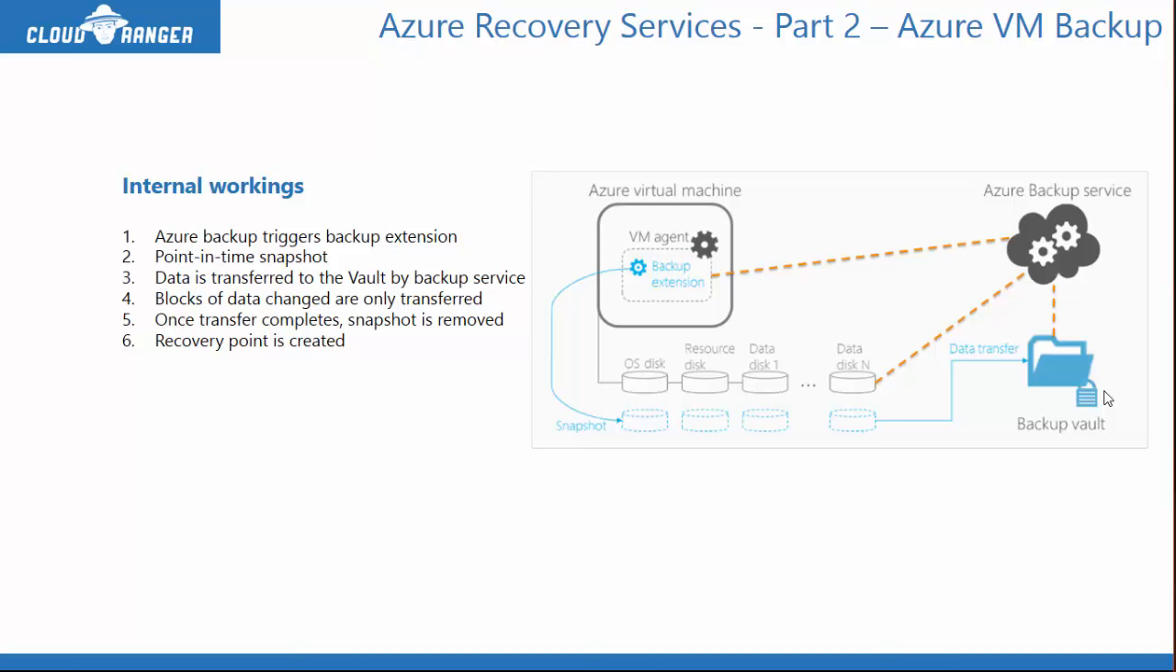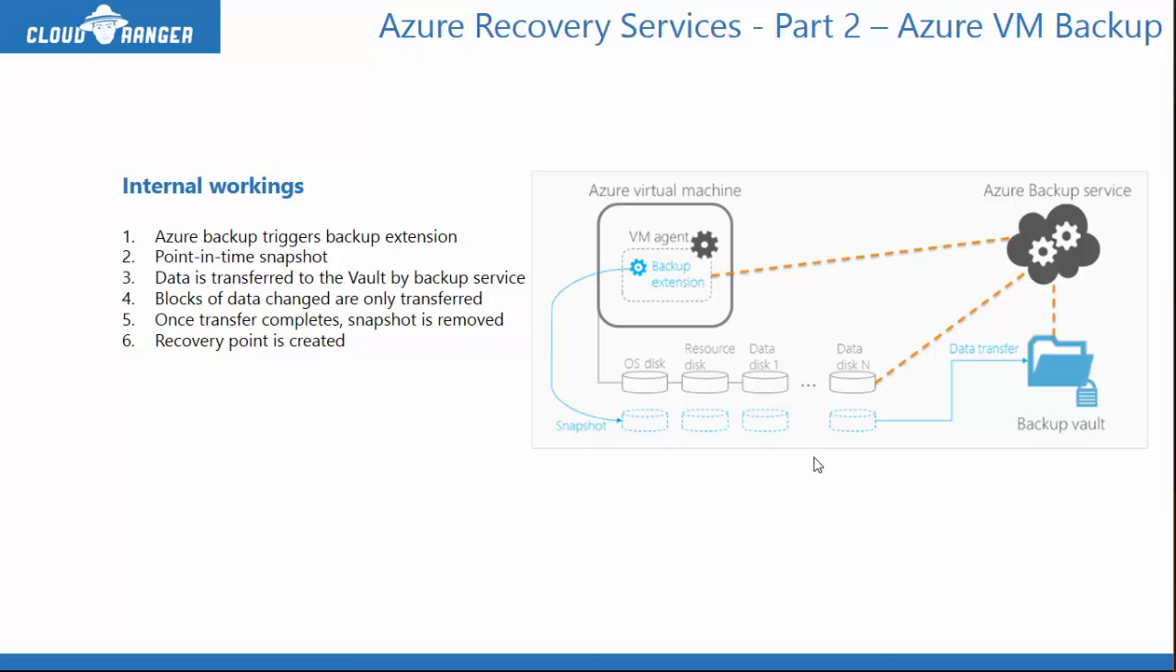The next time you actually run the backup, let's say the next day, it will take the snapshot and only transfer the data that has been changed, the blocks of data that have changed. So it is very efficient. If it takes the snapshot and sees that something did not change, it will not transfer that data. This makes it highly efficient, and it takes less time to back up a virtual machine. Once the transfer is complete, so once everything is in the backup vault, the snapshot is removed.